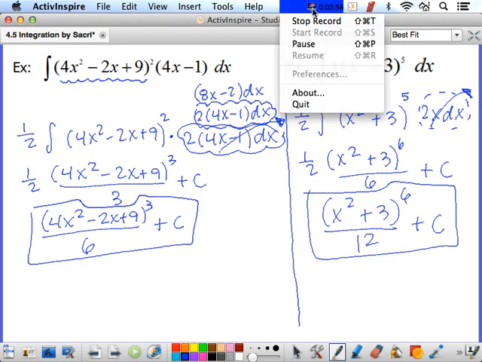And the nice thing is you could check it by doing the chain rule to that. 6 times 1/12, down 1 on the power, times the derivative of the inside, and it should go back exactly to the original.